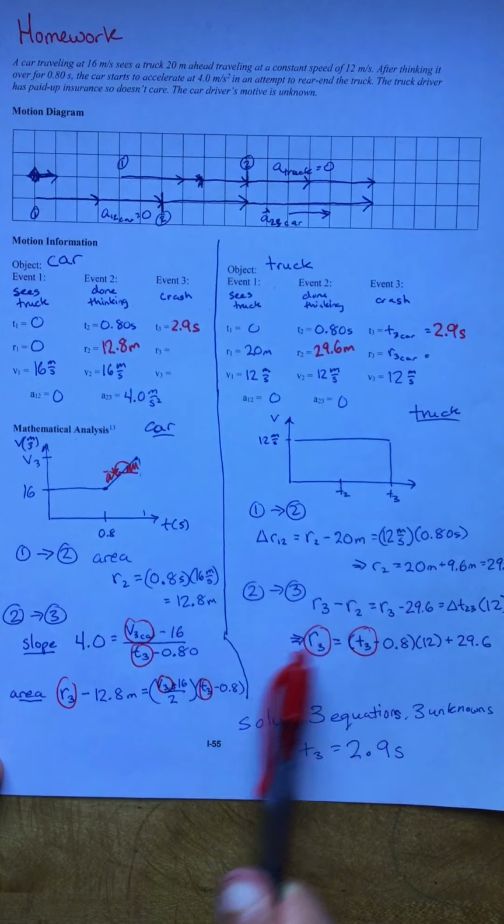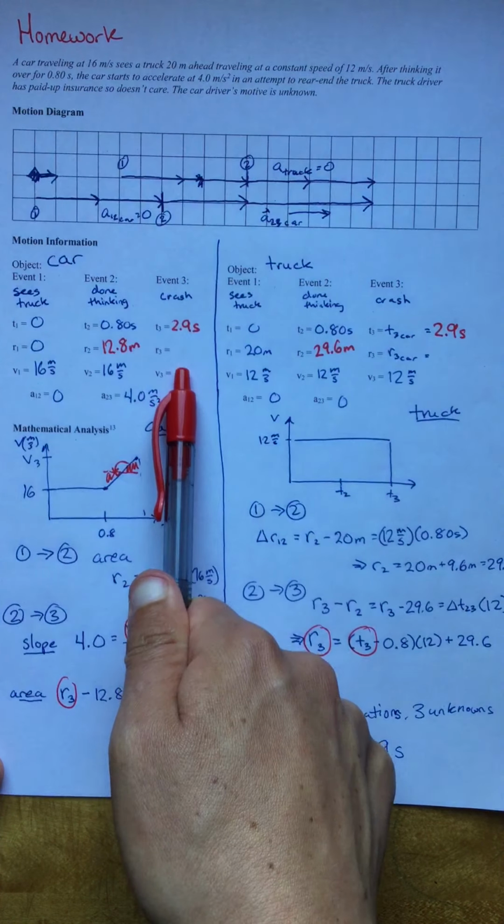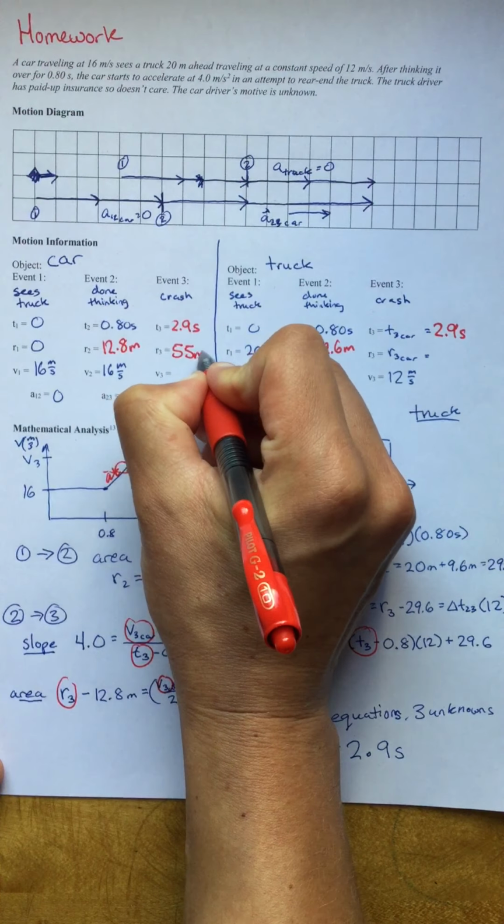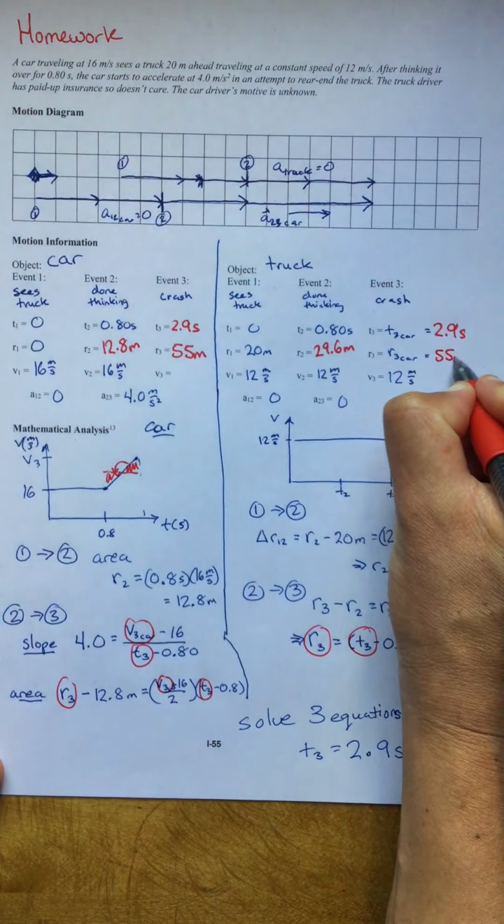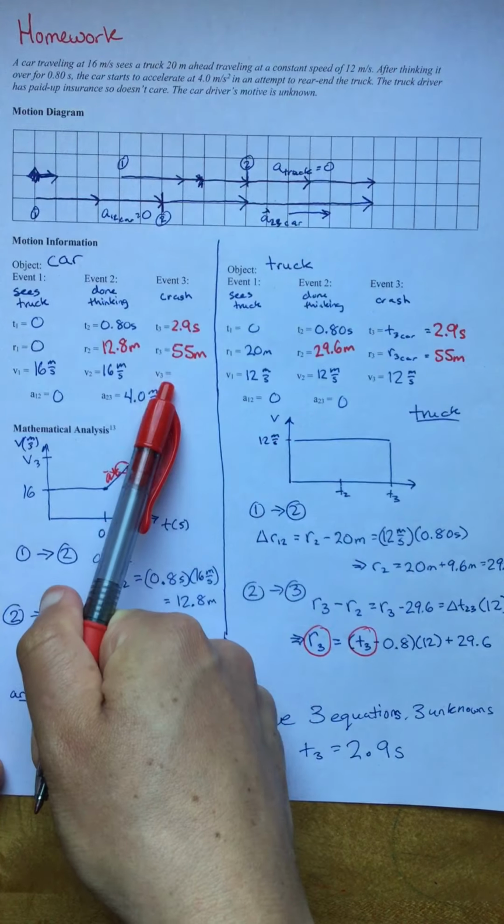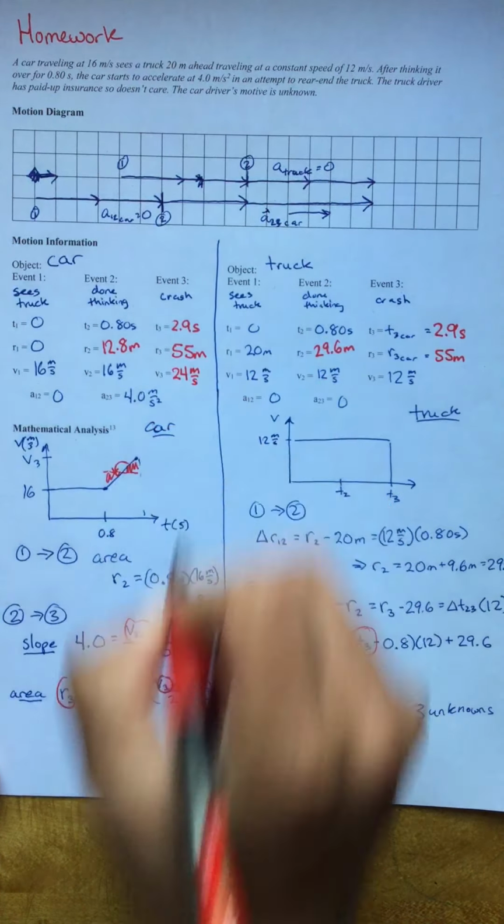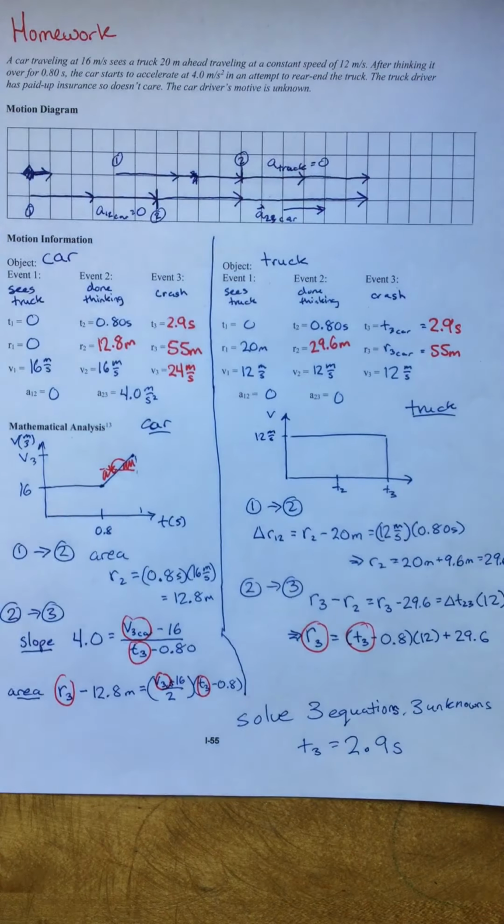Then you go back to your 3 equations here to finish filling out the table. R3 is 55 meters, and V3 for the car is 24 meters per second. And that's problem 55.